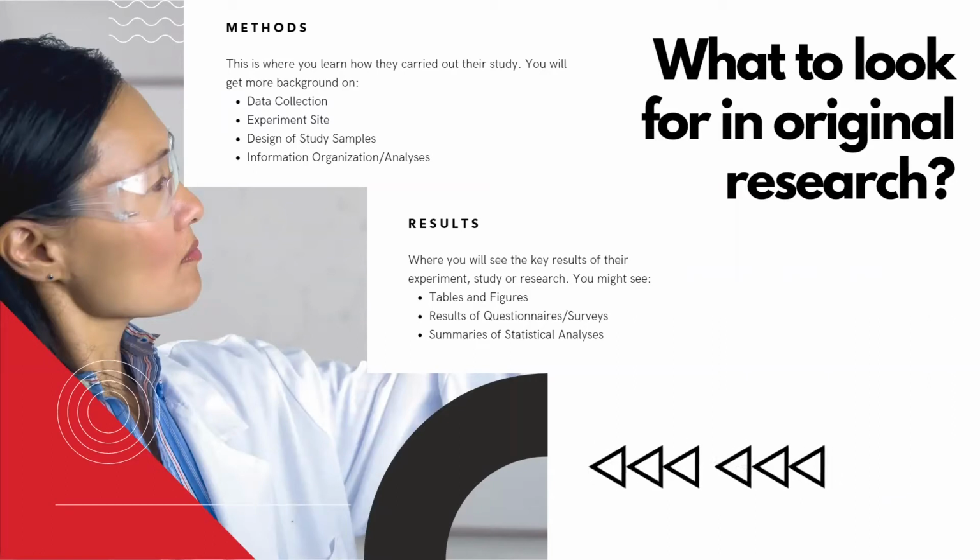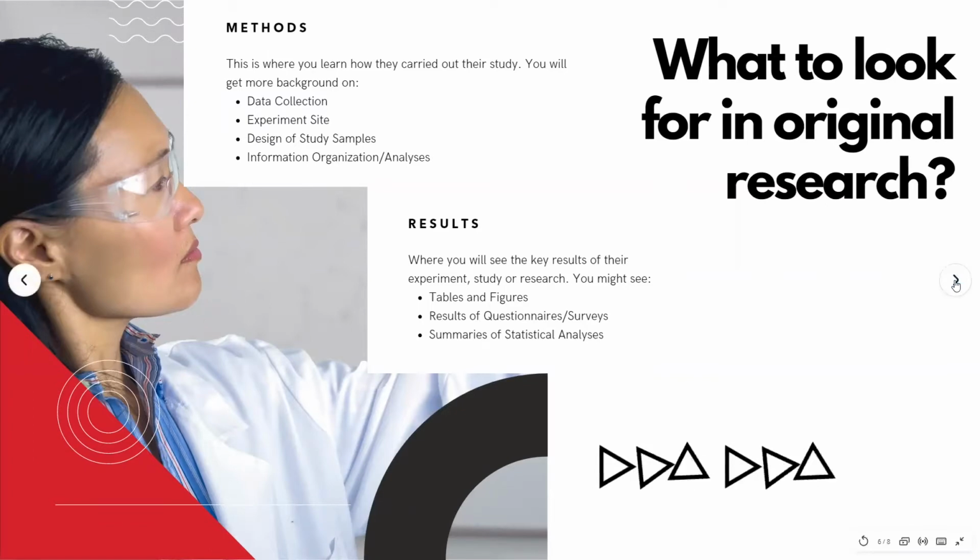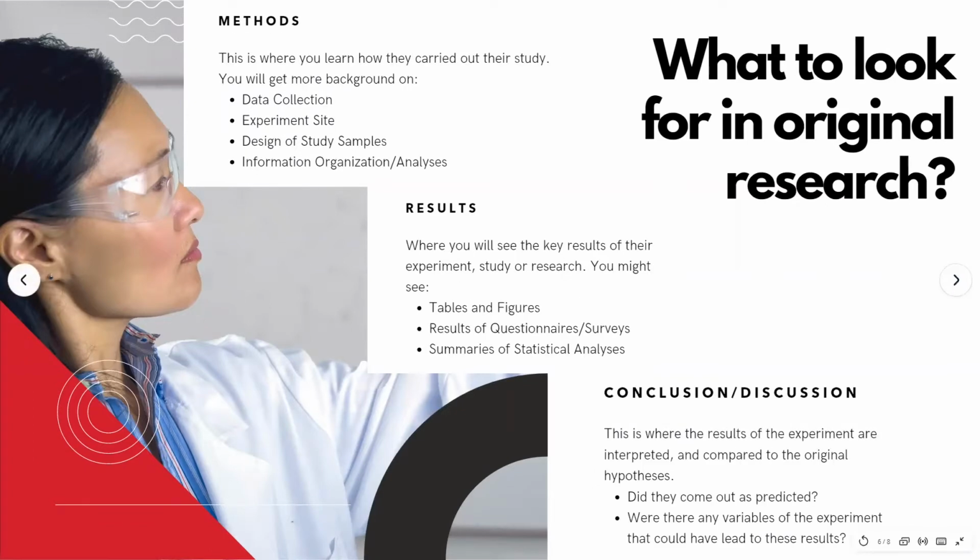This is where you will see the key results of their experiment, study, or research, and it might include tables and figures, results of questionnaire surveys, summaries of statistical analysis. There will also be a conclusion and a discussion at the end of the original research article. This is where the results of the experiment are interpreted and compared to the original hypothesis. Did they come out as predicted? Were there any variables of this experiment that could have led to these results?